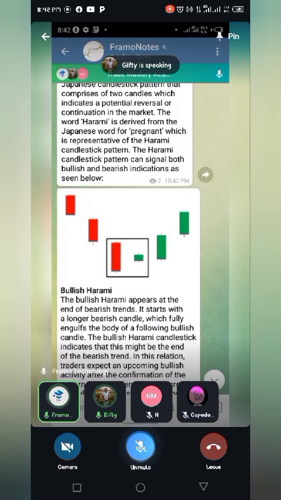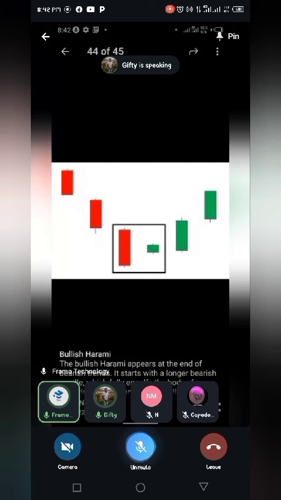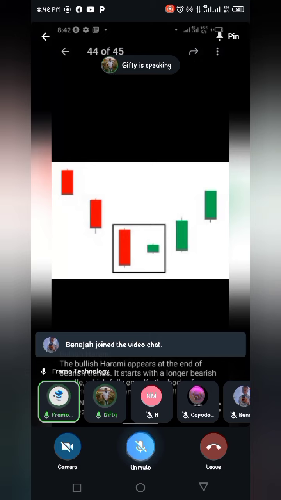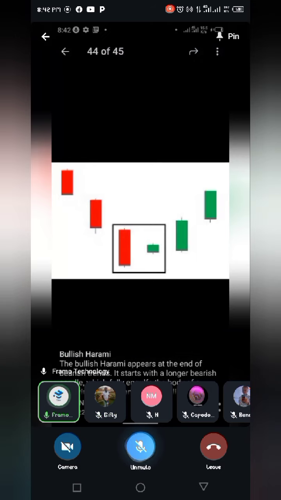So Harami means pregnant. See this picture, Harami. You see a red candle, but then the next green candle opens in the middle of the previous red candle, presenting the red as impregnated with the green candlestick. When we see something like this, we call it a bullish Harami pattern. Is it clear?